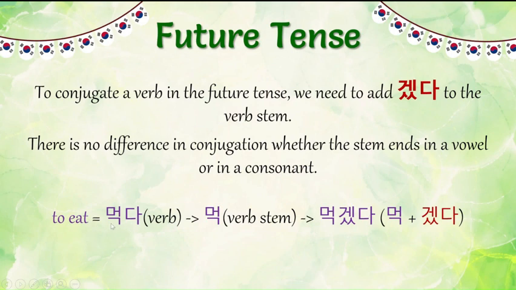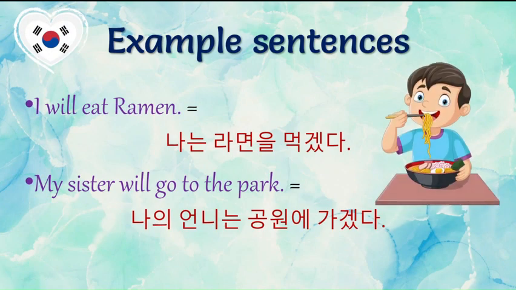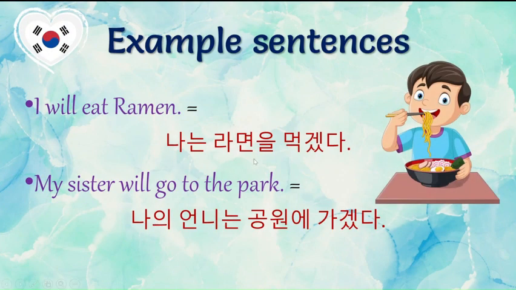For example, the verb is 먹다, to eat. Stem kya hai? 먹. Don't worry about the ending, just add khetta, 먹겠다. Very simple. Now let's look at the examples. First one is I will eat ramen. 나는 라면을 먹겠다. Very easy, no need to explain because it's just so simple.